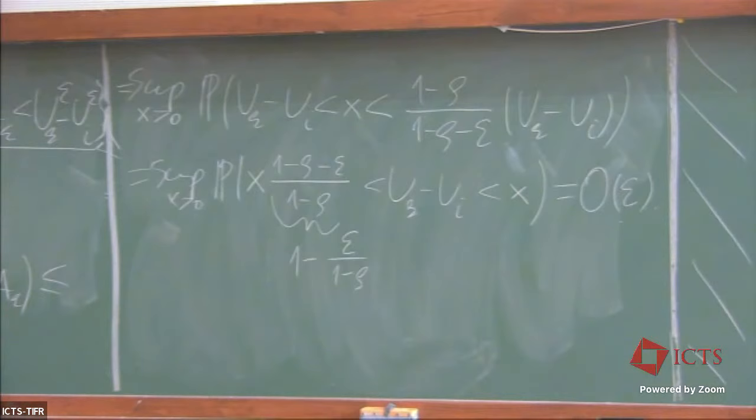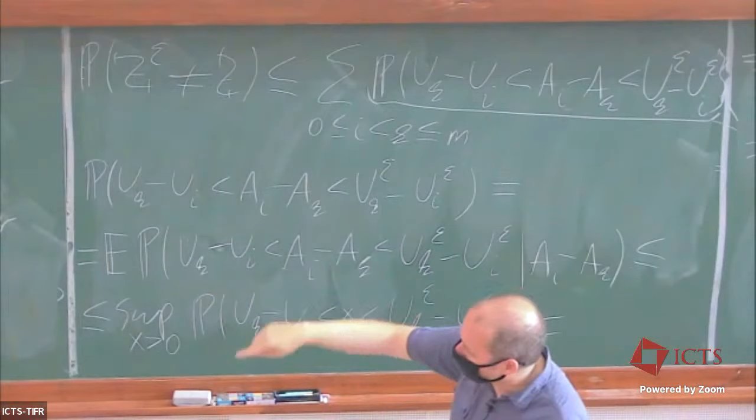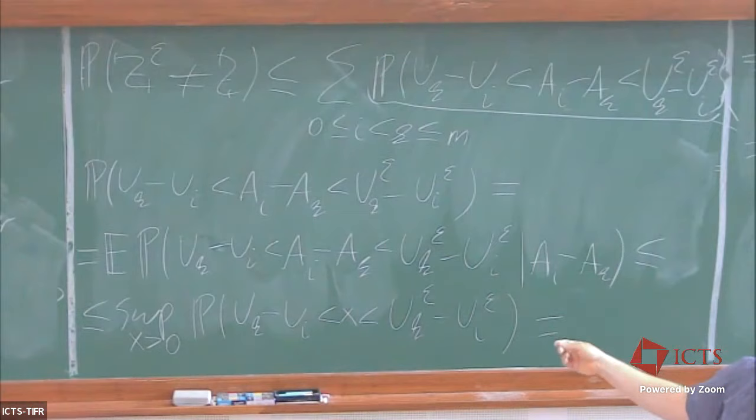And let's see if I still have stuff. I think I already erased that bit from the board. Anyway, the probability that z epsilon is not z is now big O of epsilon. We had the square root of that, so that was big O of square root of epsilon. And we had the other term, which was big O of epsilon, together big O of epsilon to the 3/2. And therefore all of that second term, which I told you is an error, is indeed an error. All of that second term is big O of epsilon to the 3/2.